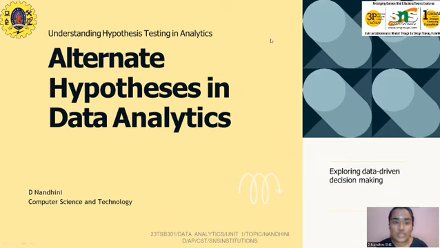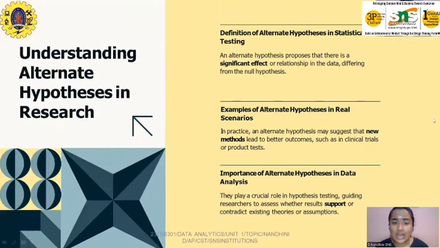Today, we are going to see a topic on what is alternative hypothesis in the subject of data analytics. So, how are we understanding the alternative hypothesis? What is known as an alternative hypothesis? The alternative hypothesis is one of the statements that contradicts the null hypothesis. That means it is used to suggest whether there is a significant effect, difference, or relationship in the population.